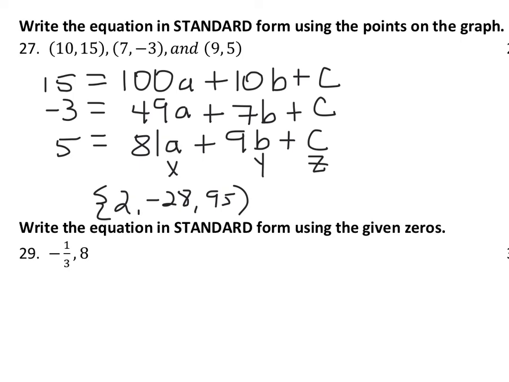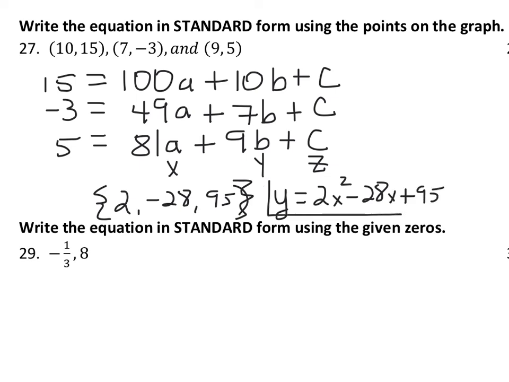All right, so when I solve the system, I get these solutions. I get 2, -28, and 95. So the way I'm going to write my equation is like this. Y equals 2x squared minus 28x plus 95.